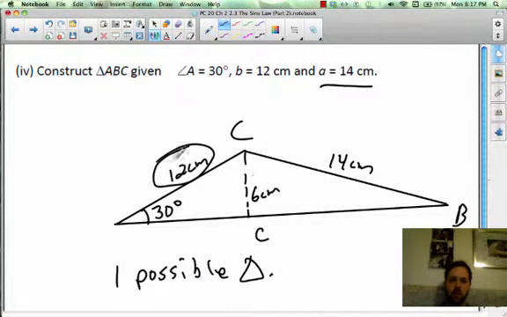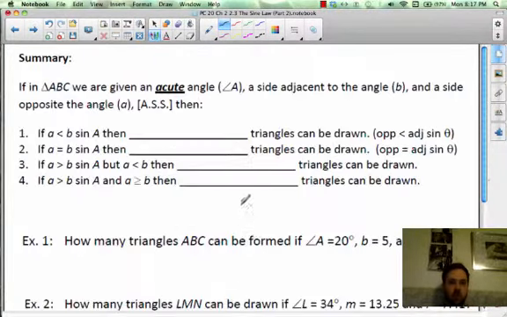Okay, when this is longer than B, then you can't swing it and make a second triangle, so it will no longer give you 2 possibilities.